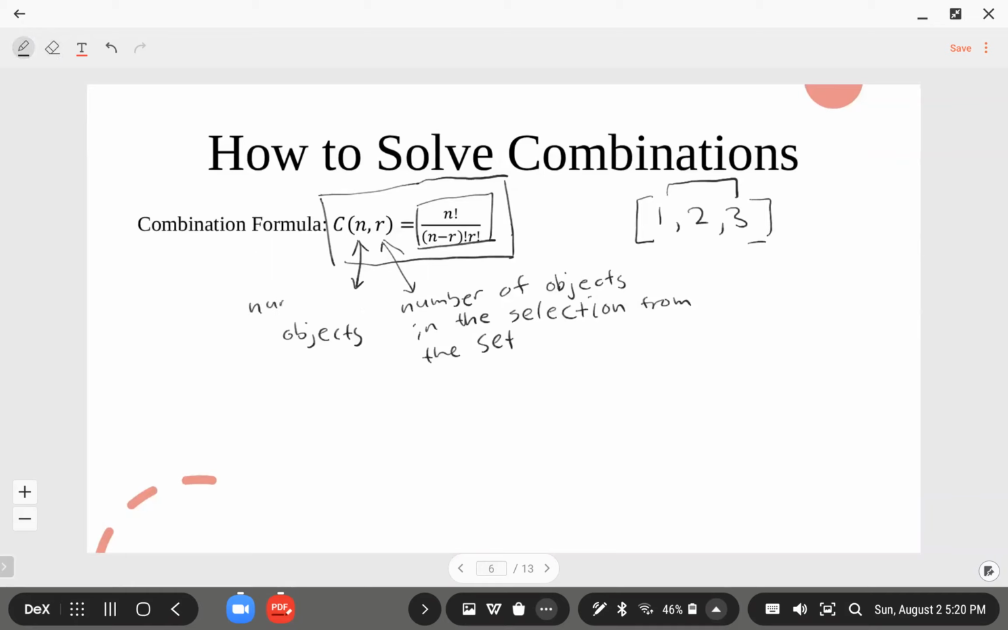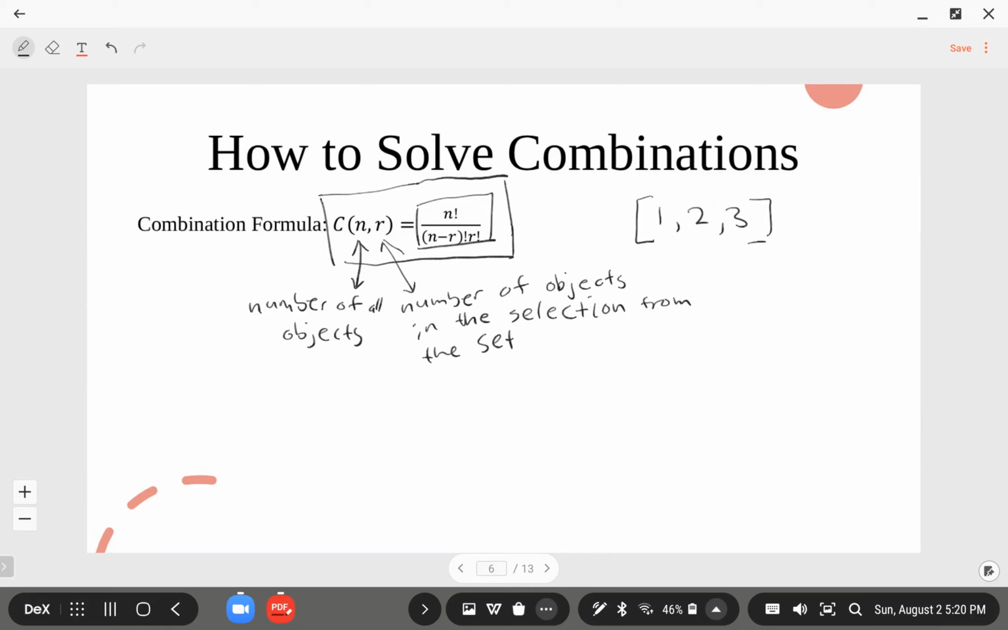Number of all objects in the set. That'd be 3, right? There's a total of 3 objects in the set. And then we have the R, which is the number of objects in the selection from the set.